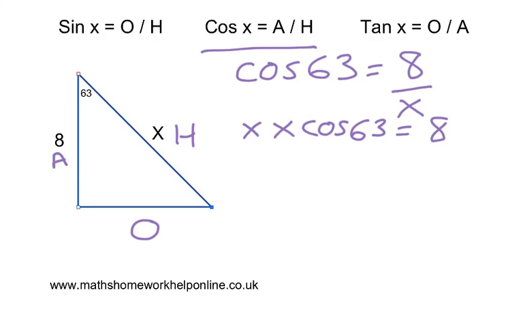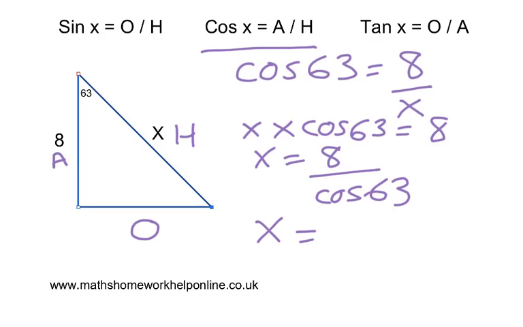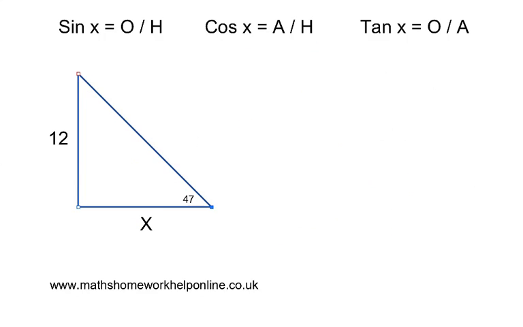But we want to get x by itself. So therefore, because it's times, when we move it to the other side, we get divide. So therefore, x is equal to 8 divided by cos 63. Okay, and when we put that into the calculator, we get that x is equal to 17.6 to 1 decimal place.